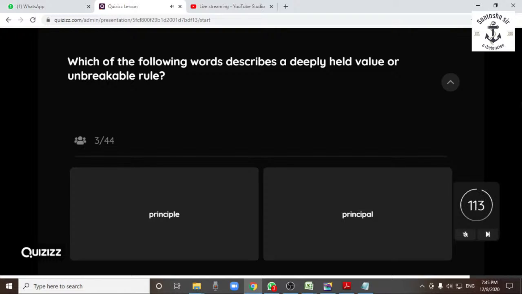Which of the following words describes a deeply held value or unbreakable rule? And you have only 2 options. Which of the following words describes a deeply held value or unbreakable rule? It's a very simple one, I guess. 21 members answered out of 44. 75 seconds more. 23 members answered out of 44.